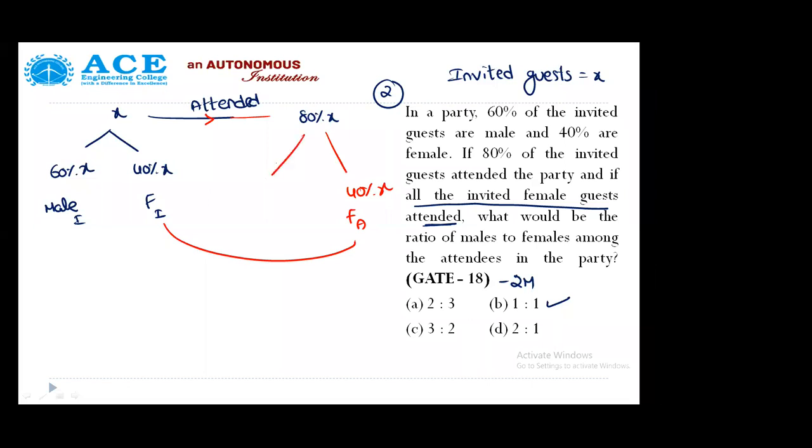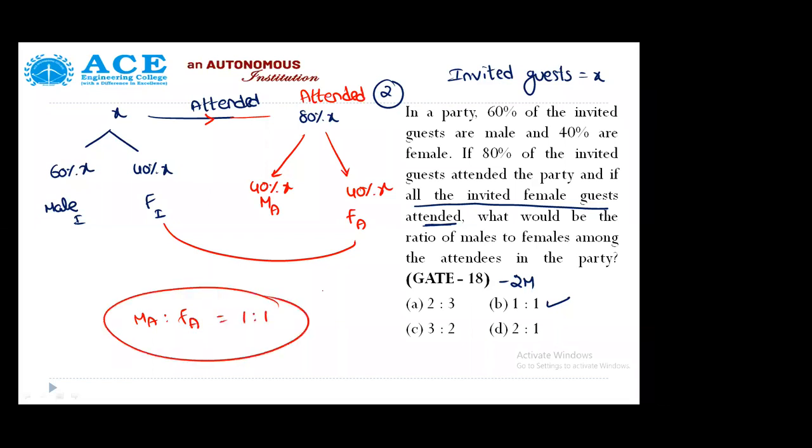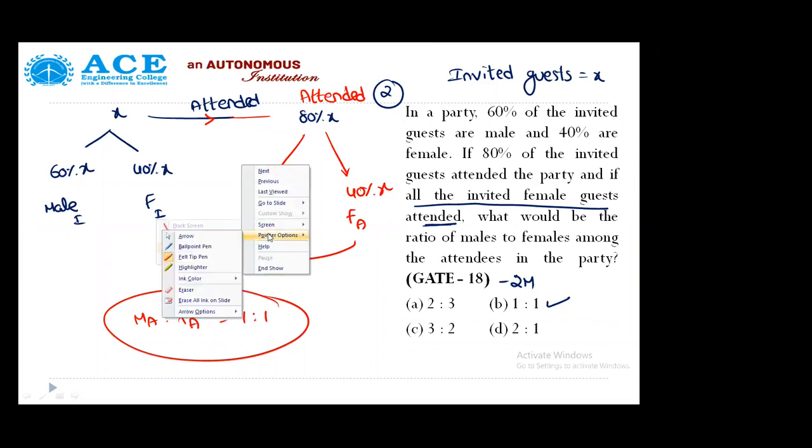Then obviously male attended is 40%, right? So how can you say that total 80 invited attended, among that 40 is female, means remaining 40 must be male. Now question is, how many male attended with respect to female attended? Both are same. That is why we got 1:1. 2 marks question this is, my dear friends. Basic question given for 2 marks.